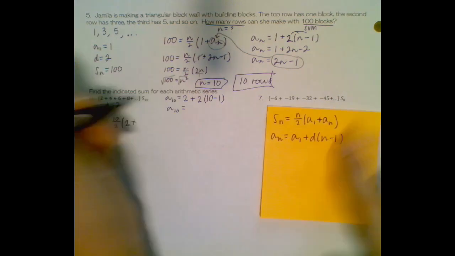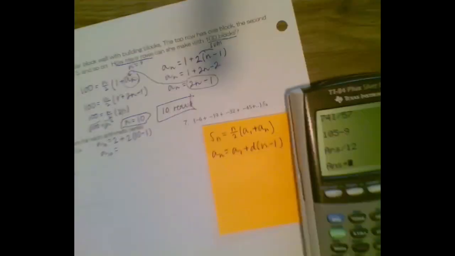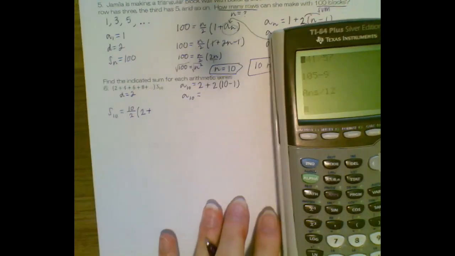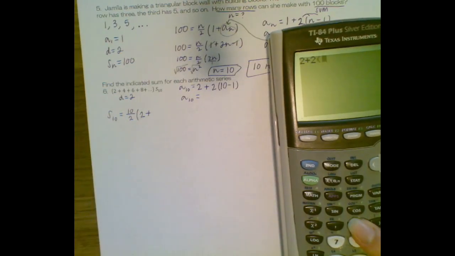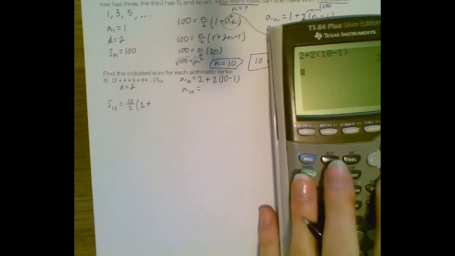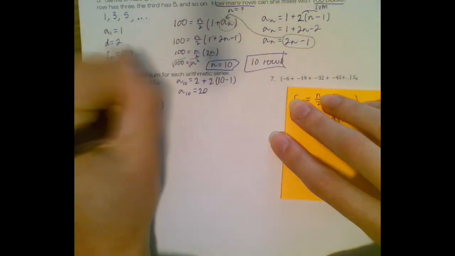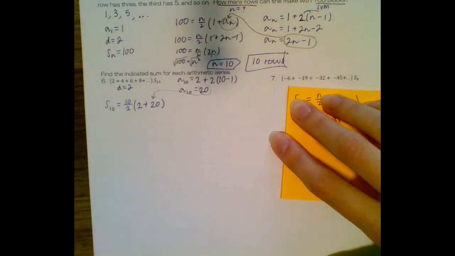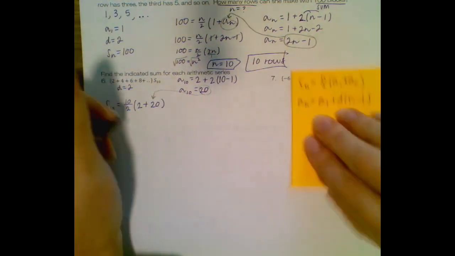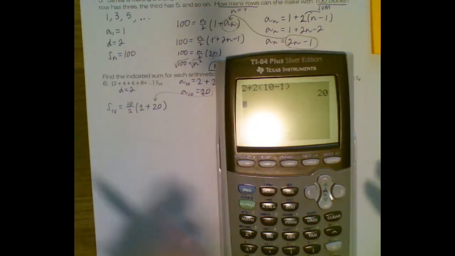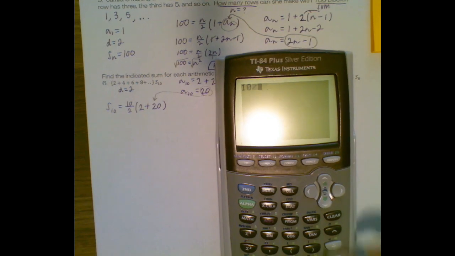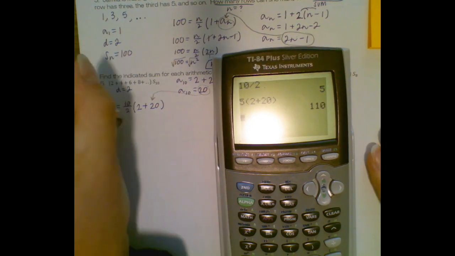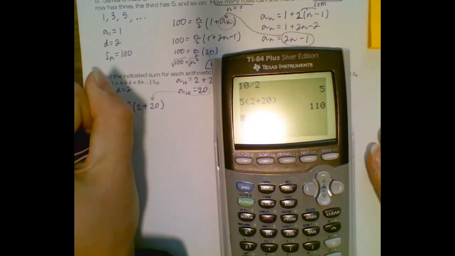So a sub 10 equals, type that into your calculator, 2 plus 2 times 10 minus 1. I got 20. So that 20 is going to get plugged in there because that's the last term of the sequence for 10. So then now I'm just going to type that into my calculator. So 10 divided by 2 is 5. And 5 times 2 plus 20 is 110.